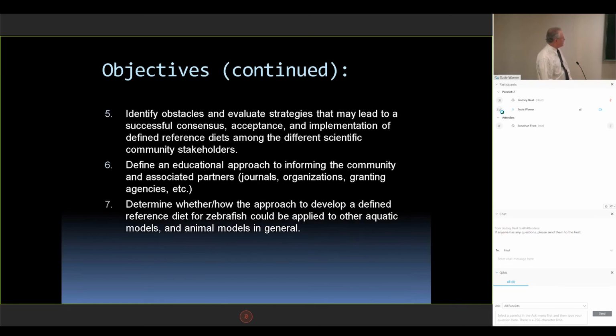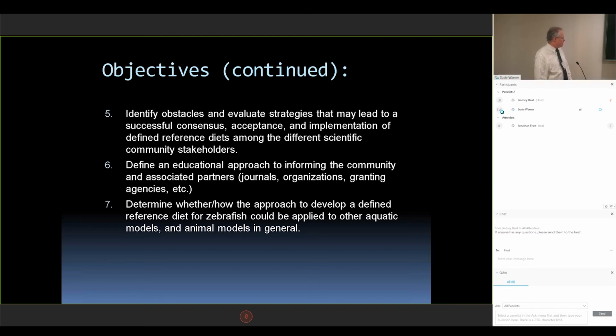A few other objectives. Number 5 to me is incredibly important. We need to identify obstacles and evaluate strategies that will lead to a successful consensus, acceptance, and implementation of defined reference diets. That is, we want to make sure everybody buys in and understands this is something that we need, and it's a discussion item that's important.